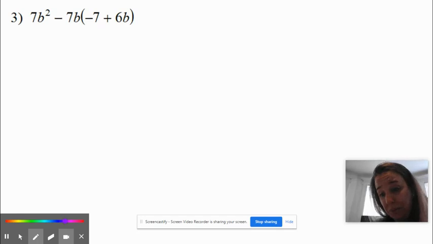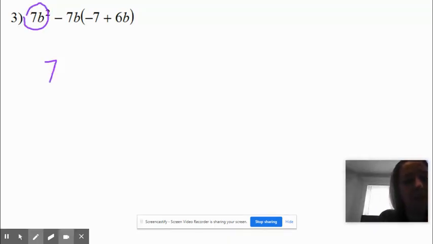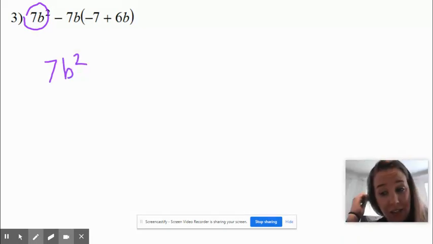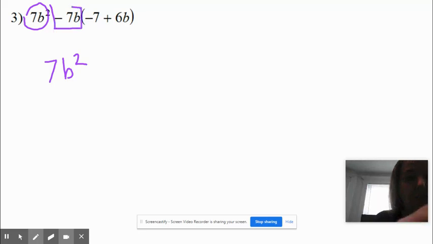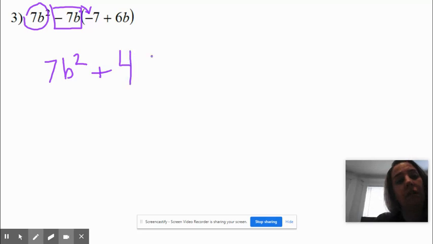Okay, now this guy is kind of just off by himself, so let's bring him down. He's not being multiplied by anything. A mistake a lot of students make here is they just distribute the 7b, but really it's minus 7b, right? So you have to distribute the negative 7b into your parentheses. Negative 7b times negative 7, well, a negative times a negative is a positive. 7 times 7, 49b.